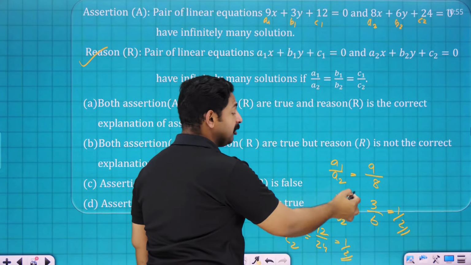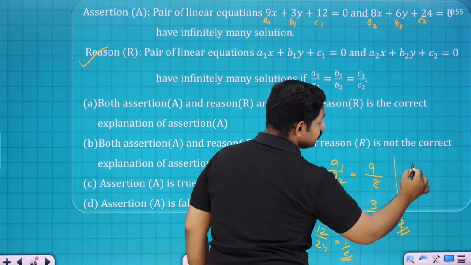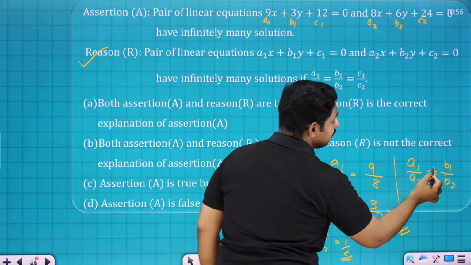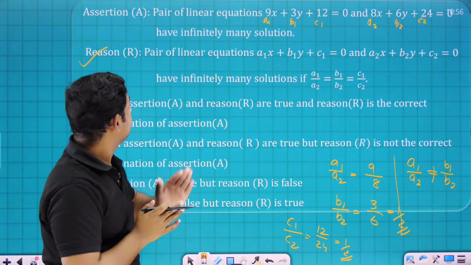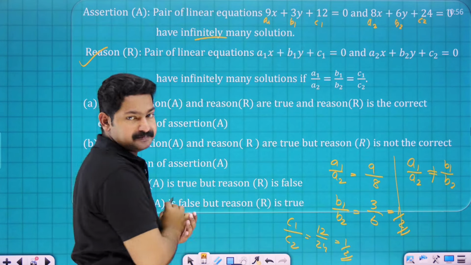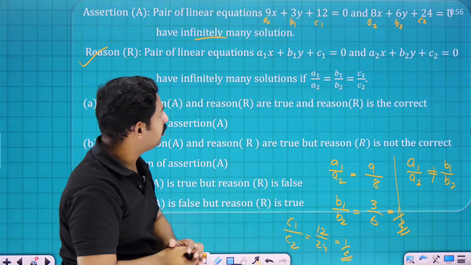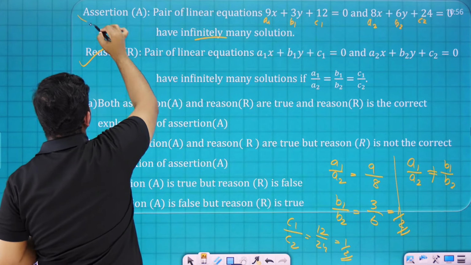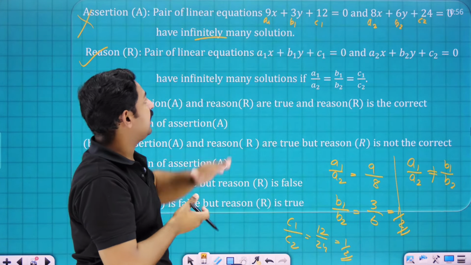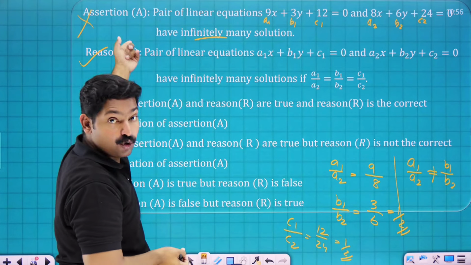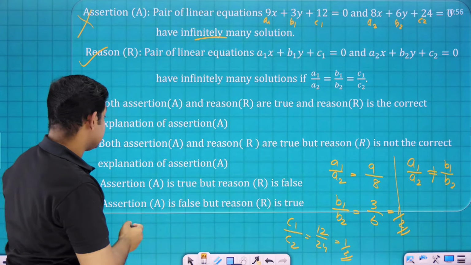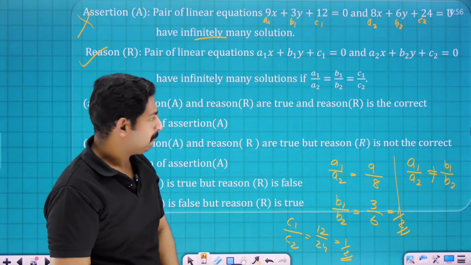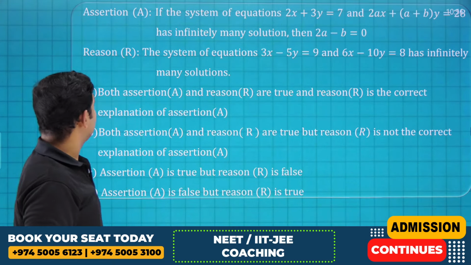So here you can see a1 by a2 is not equal to b1 by b2, right? As per the given condition, a1 by a2 is not equal to b1 by b2. If this happens, there is a unique solution, right? But it is given that it has infinitely many solutions. If a1 by a2 is not equal to b1 by b2, definitely there will be a unique solution. So the assertion given is wrong. So assertion is wrong, but the reason is true. So which is the correct answer? Option D. Assertion is false, but the reason is true. Okay, so moving to the next one.